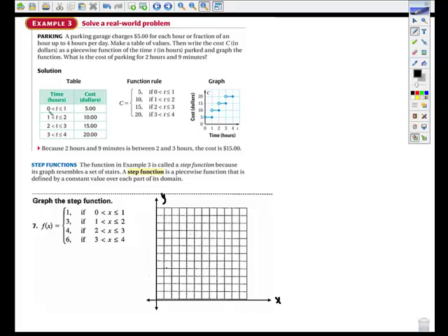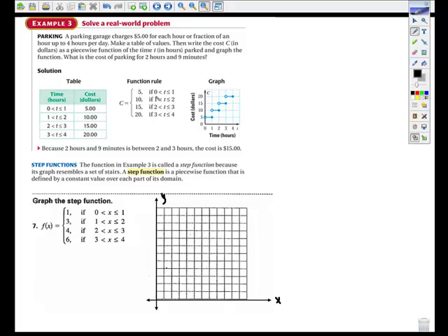So if you're there between 0 and 1 hour, so up to an hour, we have an equal sign, that's $5. If you're there between an hour and 2 hours, so including the 2 hours, that's $10. 2 to 3, $15, 3 to 4, $20. So here's your function. These are all going to be horizontal lines.